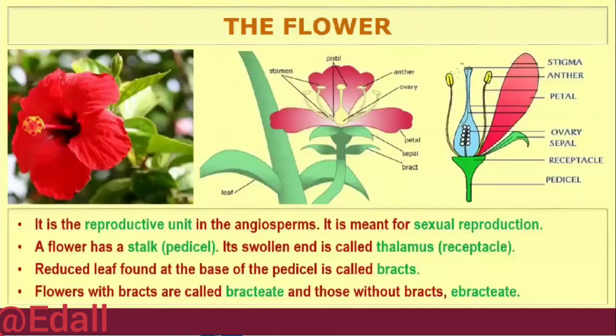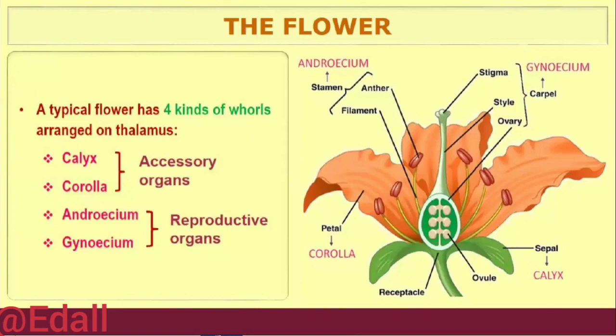5.5 The flower. The flower is the reproductive unit in the angiosperms. It is meant for sexual reproduction. A typical flower has 4 different kinds of whorls arranged successively on the swollen end of the stalk or pedicel, called thalamus or receptacle. These are calyx, corolla, androecium and gynoecium. Calyx and corolla are accessory organs, while androecium and gynoecium are reproductive organs.